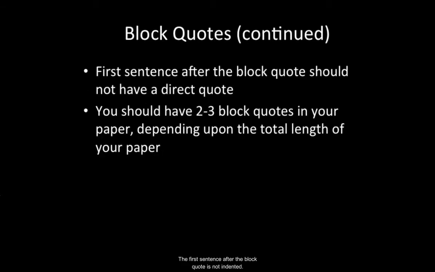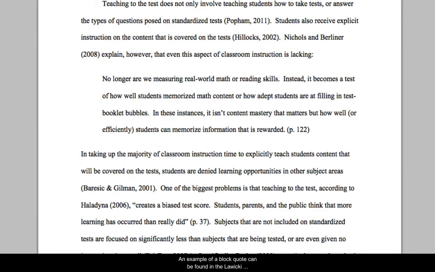The first sentence after the block quote is not indented. Also, the first sentence after the block quote should not be a direct quote. That is, do not go from one direct quote to another. I strongly suggest that this sentence be a transition sentence to the next topic you will cover in your research paper. Depending upon how long your research paper is, you should have 2 to 3 block quotes in your research paper. An example of a block quote can be found in the Lewicki paper, which is on my website.